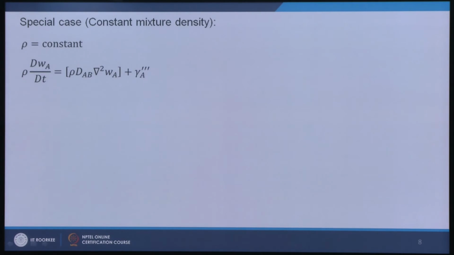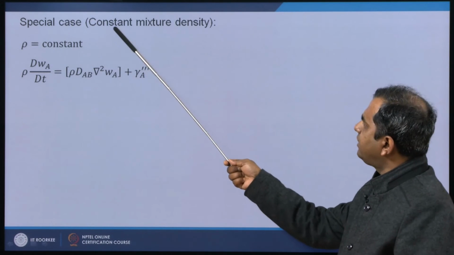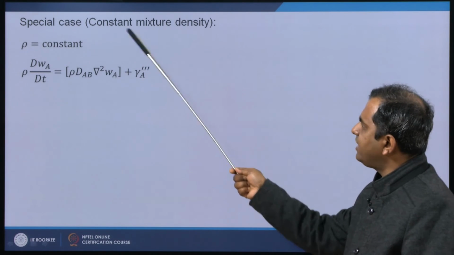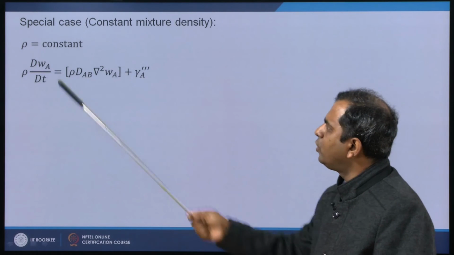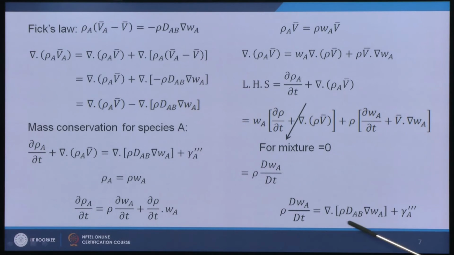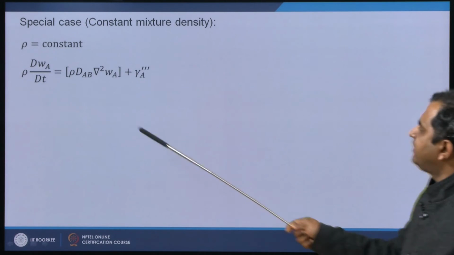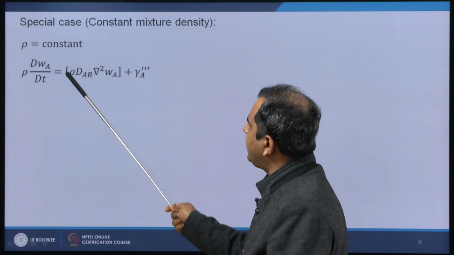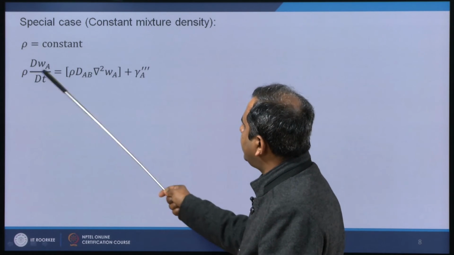Next, let me show you some special case. If we have a constant density mixture, then we can consider rho as constant. So, in this equation, if we keep rho constant, it can come out, and DAB is always a constant. So, the equation simplifies, with rho and DAB coming out. So, this simplifies to this form.